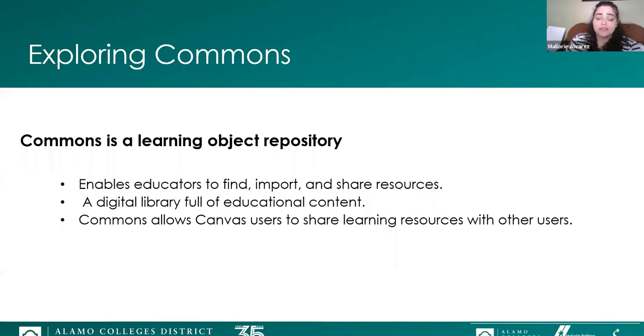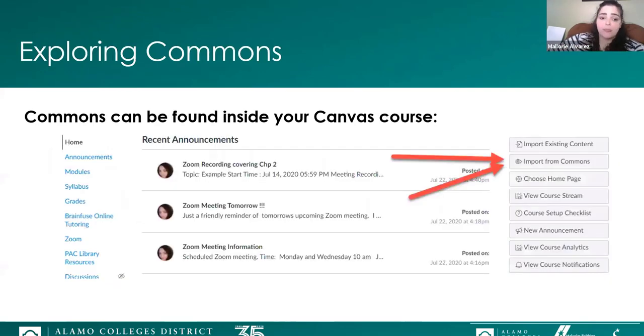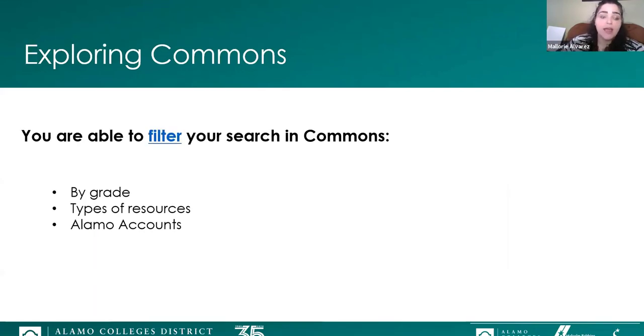So Commons is a learning object. It has really good resources, and it's considered like a digital library full of educational content. It also allows Canvas users to share their own content as well. I did this little screenshot to let you know where you can click inside Canvas to get access to Commons. And then I created this little video that talks about how you can filter your search within Commons.